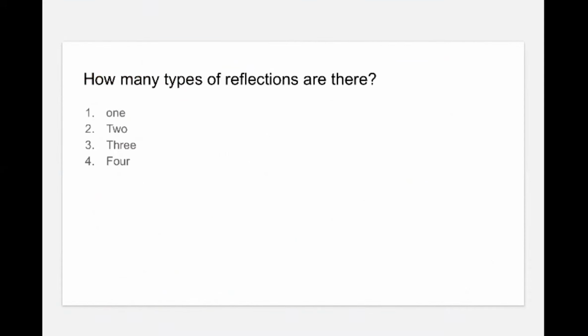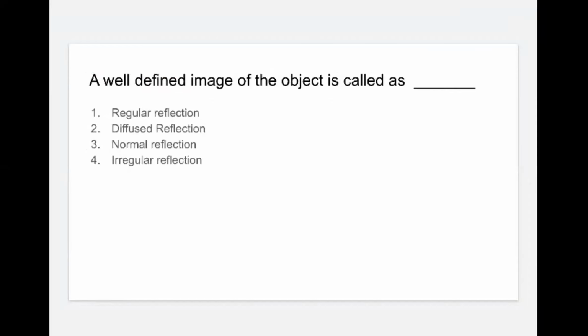So students, how many types of reflections are there? Today, we saw three types of reflection: regular reflection, irregular reflection, and multiple reflection. A well-defined image of an object is called as dash. Definitely, when the image is well-defined, such a reflection is called regular reflection of light.